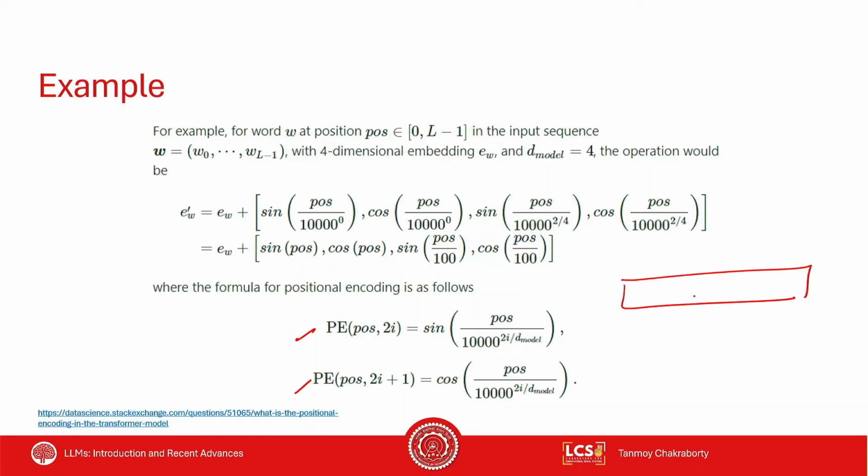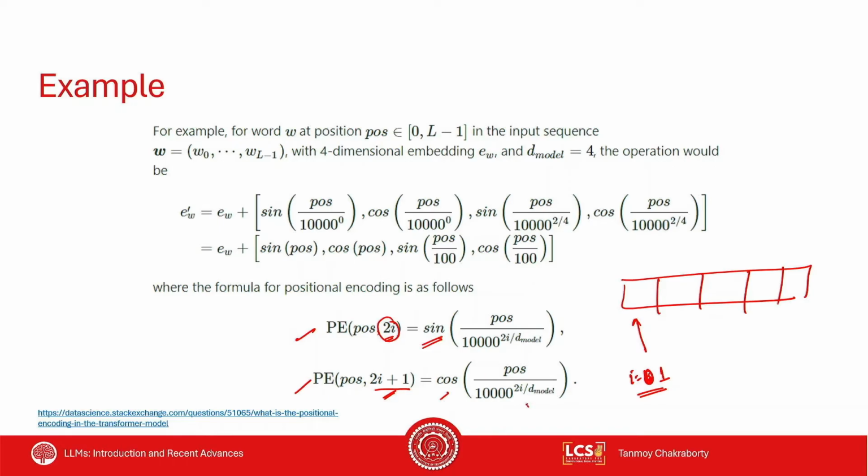Every odd position of the vector, okay, let's say i equals 1. If i equals 1, then 2i will be 2 and 2i plus 1 will be 3, right? So the second element will be driven by sine, and the third element will be determined by cosine.